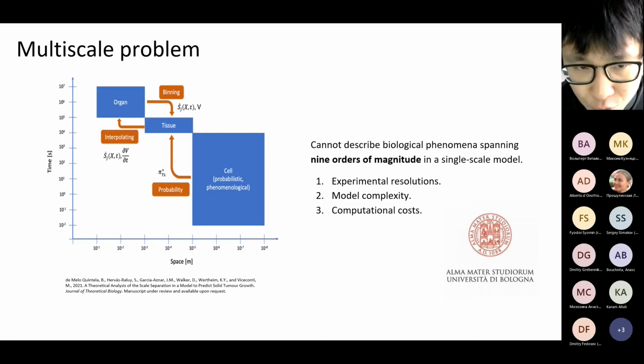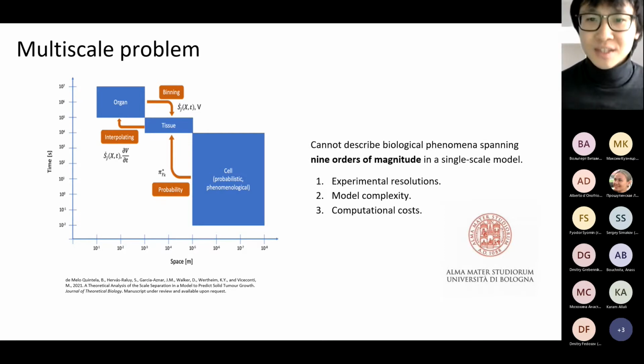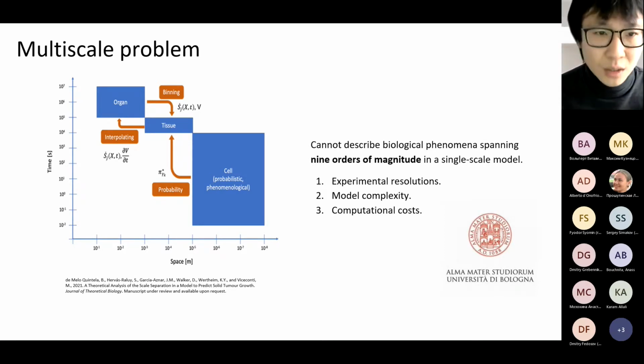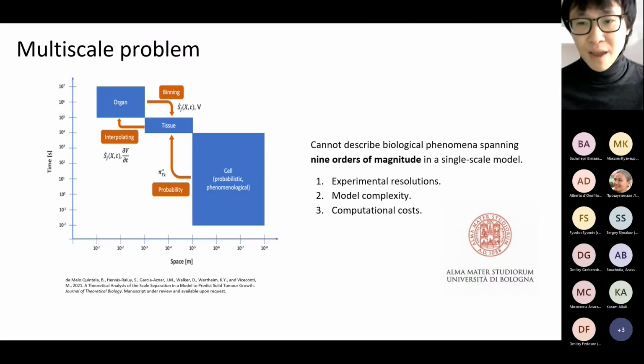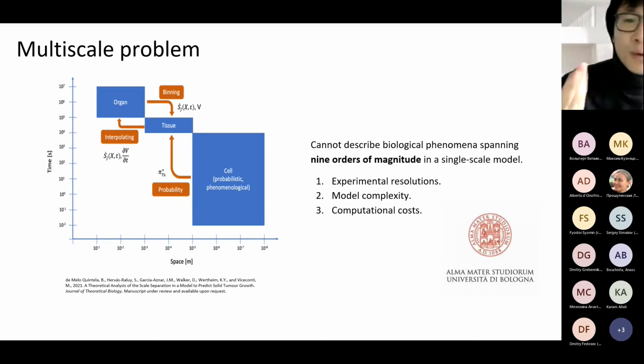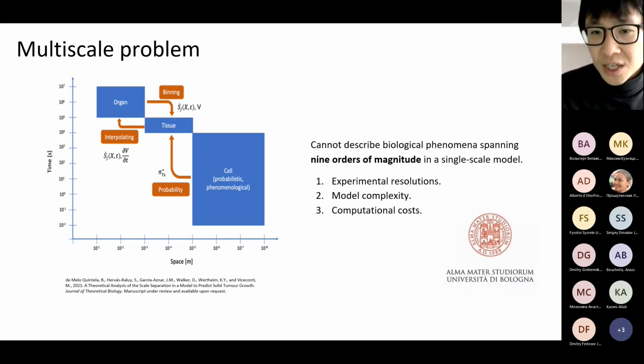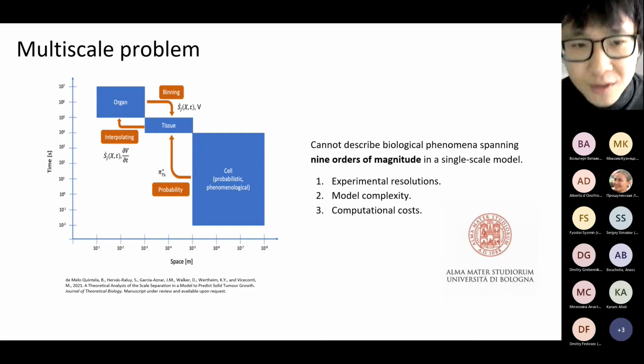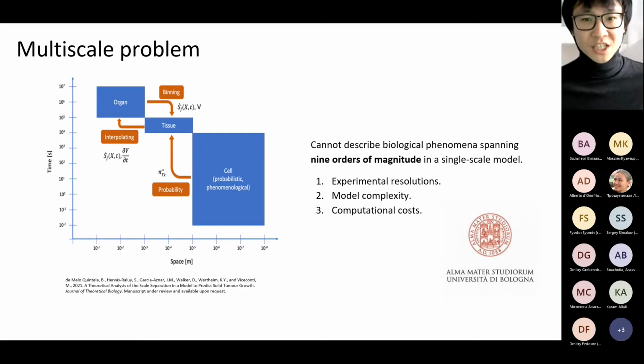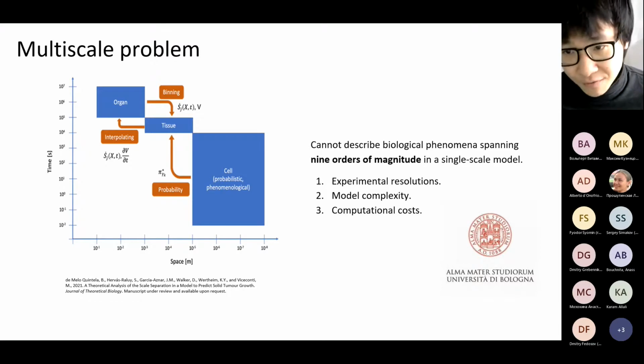First, experimental resolution. Our measurements are limited, and as a result, there are certain areas in those 9 orders of magnitude where you can't take measurements. Without data, you can't parameterize the model. Second is model complexity. Even if we could get all the data for parameterization for all 9 orders of magnitude, think about the complexity of the PDE model. And by extension, it will be expensive to solve it.